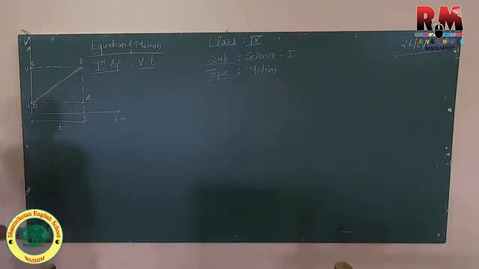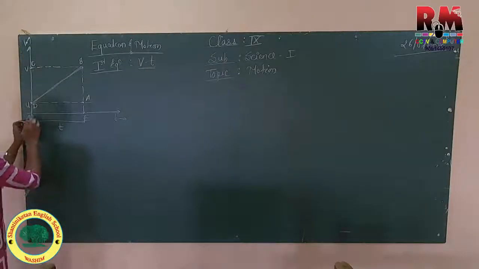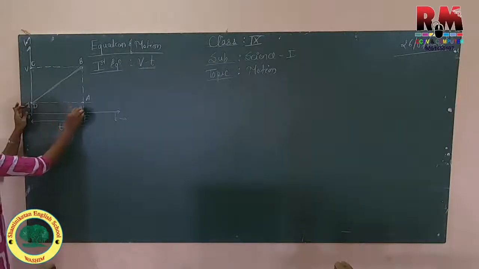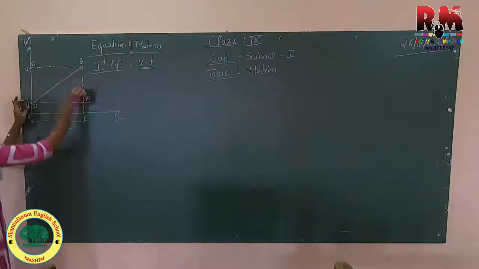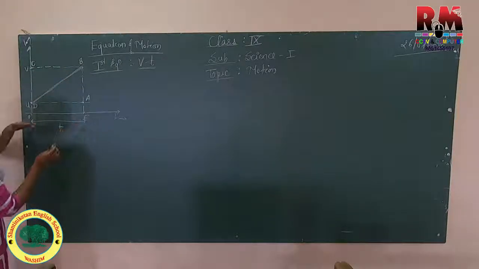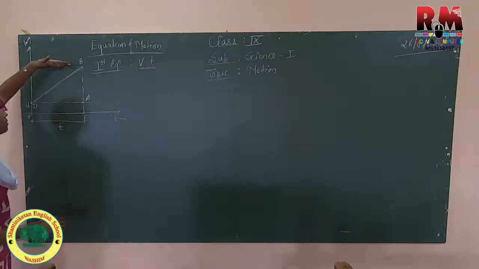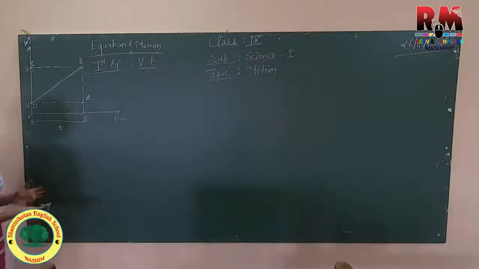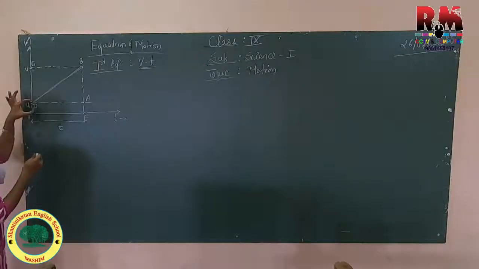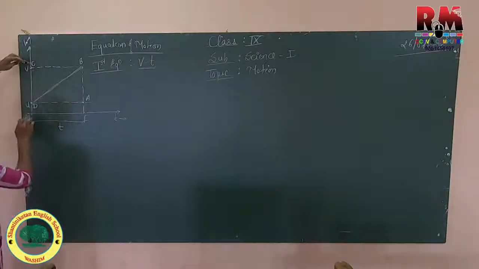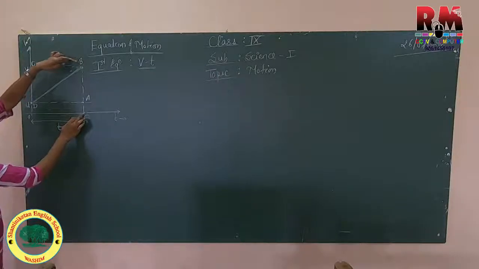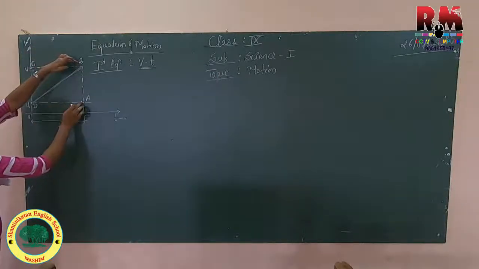Now we are going to derive the equation by using this graph. U is the initial velocity, v is the final velocity. This seems to be a rectangle, and you know that opposite sides of a rectangle are always equal. So this is equal to this, and this is equal to this. CD is equal to AB.